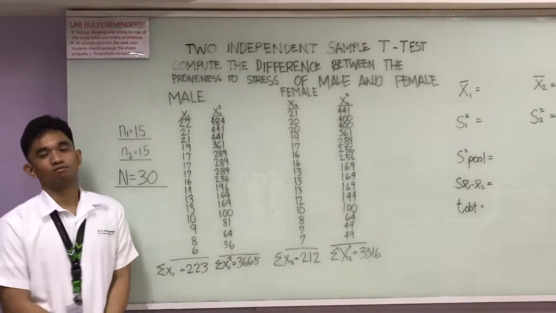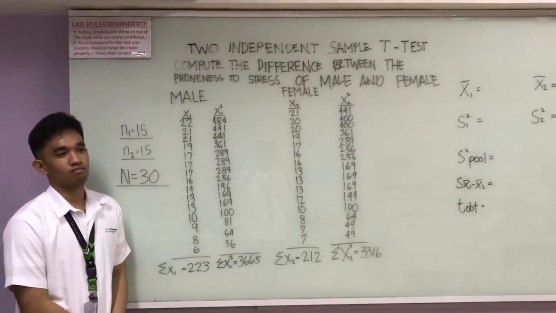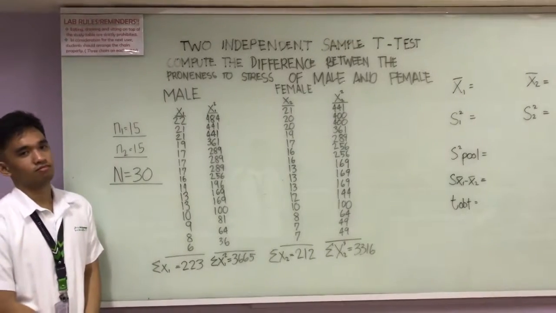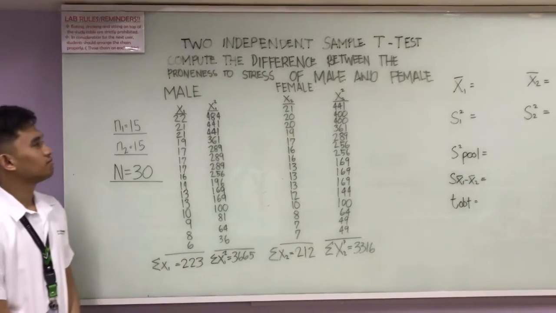Welcome. At this moment, we will discuss independent two-sample t-tests. One of the frequent uses of the t-test involves testing the differences between the means of two independent groups.